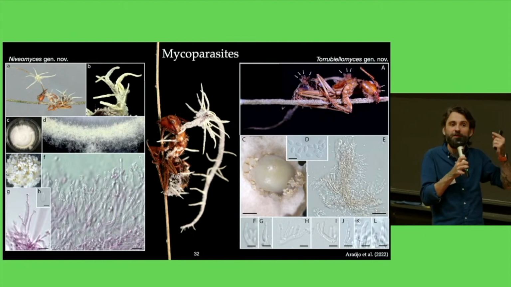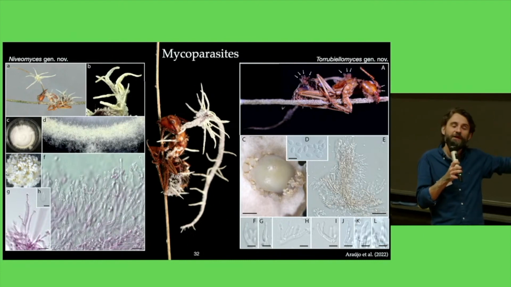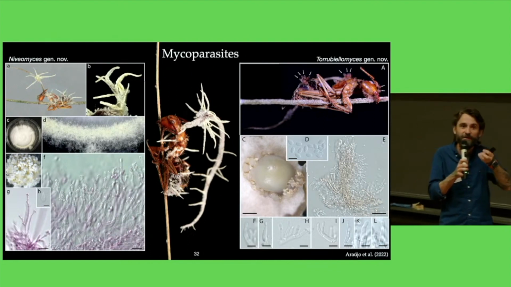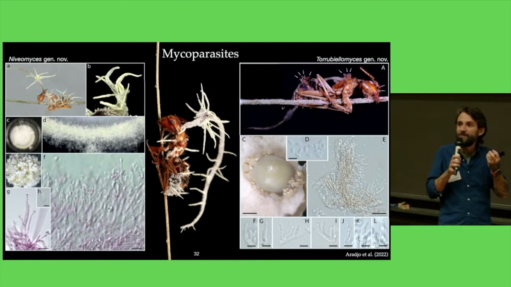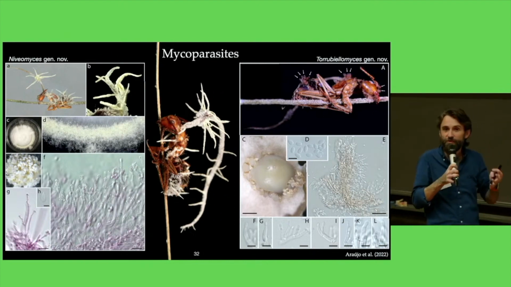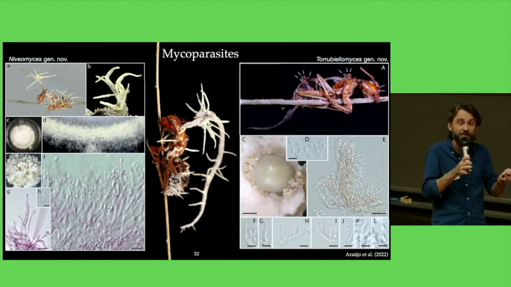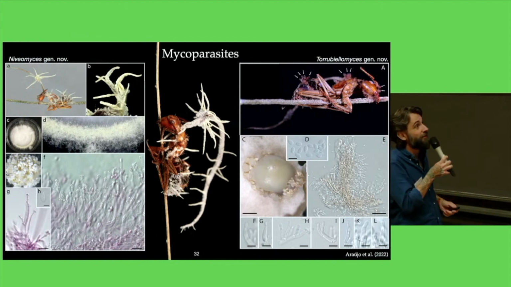So imagine if we look into those 36 described and potentially 600, if each of those harbors its own mycoparasitic species, how many species are there still to be discovered? So it's a huge diversity of entomopathogens and mycoparasites that are still to be discovered. And this is a good example of that.